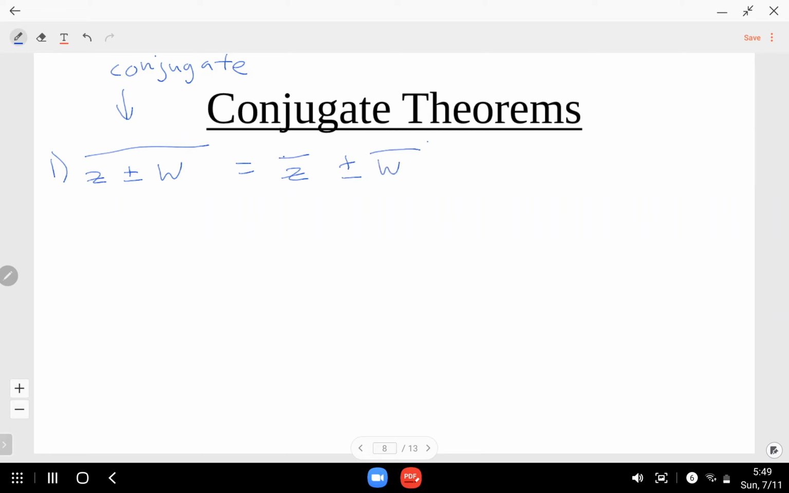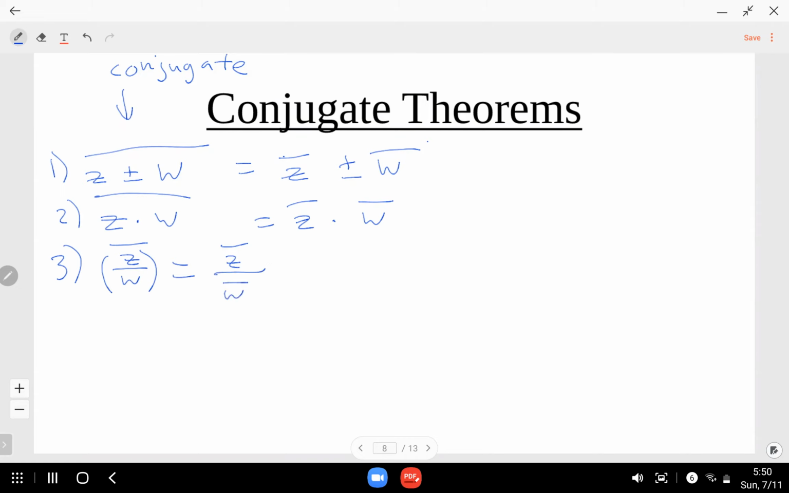All right. So the second one is z times w, the conjugate of that equals, okay, this handwriting is super trash right now, the conjugate of z times the conjugate of w. So you kind of get the idea. Same with division. The conjugate of z over w equals the conjugate of z over the conjugate of w.